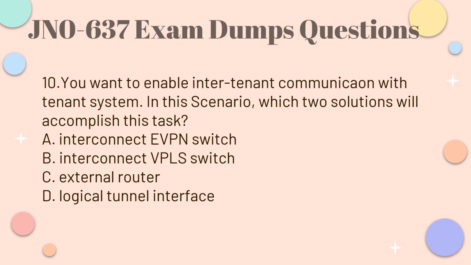10. You want to enable inter-tenant communication with tenant systems. In this scenario, which two solutions will accomplish this task? A. Interconnect EVPN switch. B. Interconnect VPLS switch. C. External router. D. Logical tunnel interface.